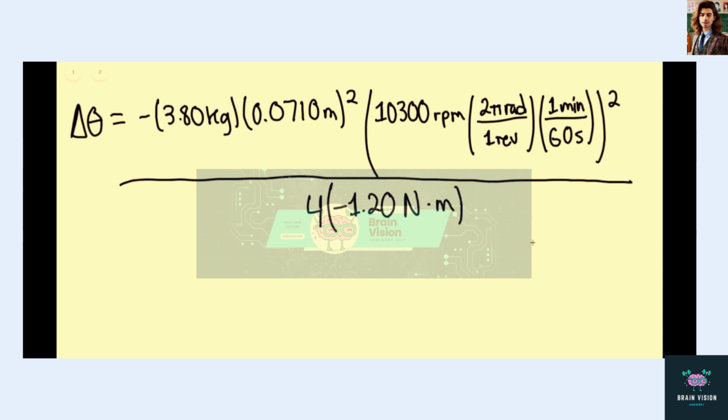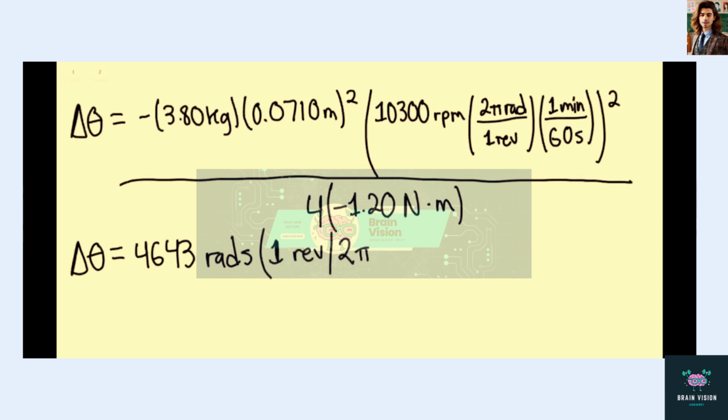We find that delta theta is going to equal 4,643 radians. Let's convert to revolutions. So 1 revolution for every 2 pi radians. And this is giving us approximately 739 revolutions. So this would be our total angular displacement as the rotor is being brought to a stop.